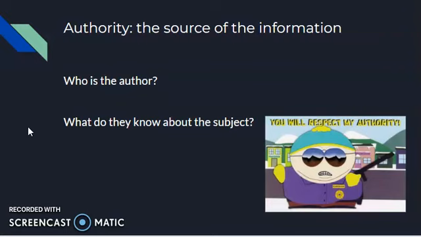Authority simply means the source of the information. You need to take a look into the author of the article that you're reading. What do they know about the subject? Are they an expert in the subject? Have they written other articles in that subject matter? If they have, they're probably going to be producing good articles that you can use. If they haven't, you might need to take a look at the rest of their work and find out what they have become more of an expert in and see if and why they've made the change into the subject that you were researching at the time.